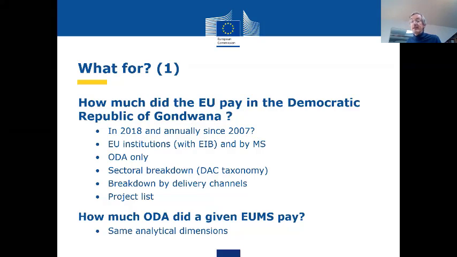You can have a sectoral breakdown using the taxonomy of sectors. You can also break down by delivery channels, although I have to say that data quality issues are the biggest in this delivery channels field in the OECD reporting. So it's not the safest way in the Explorer. And you also have a full project list with a drill down possibility, so that you can drill into any project and have access to the detailed project data.